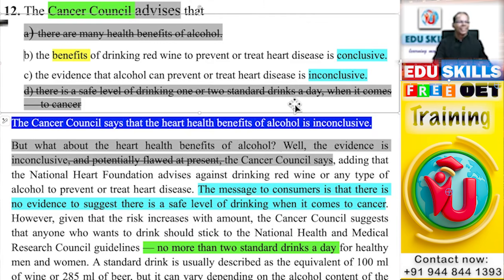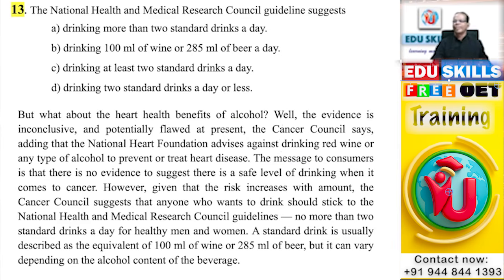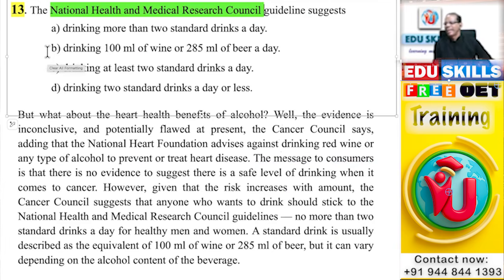One paragraph. Let's check the 13th one. Now you see the other person comes. First was the Cancer Council. Who is next? National Health and Medical Research Council. What you can do when you practice, at least, is simply highlight this and write NHMRC. This all helps you to use your analytical skills. Just write NHMRC in short.